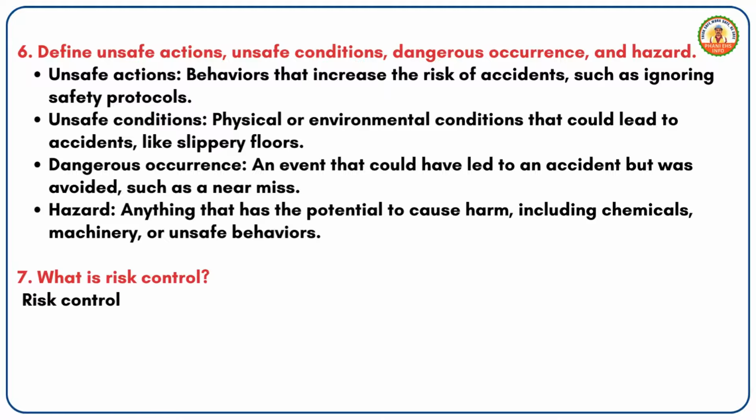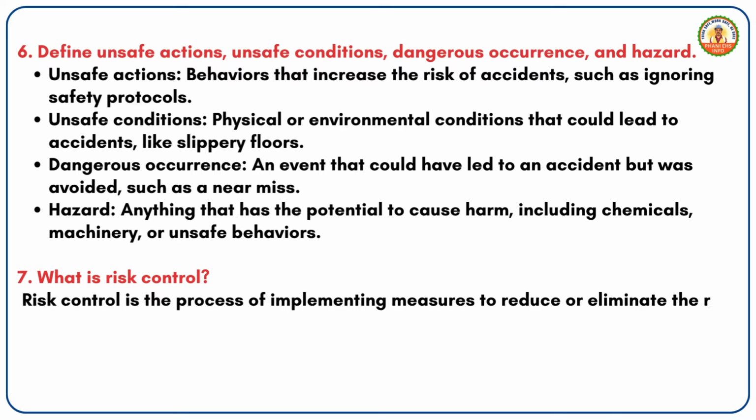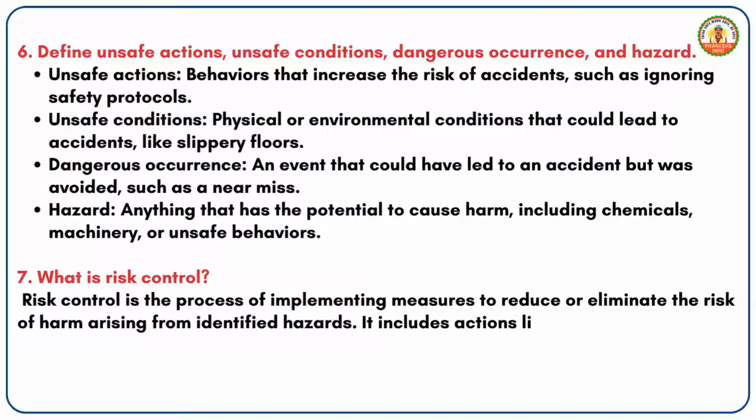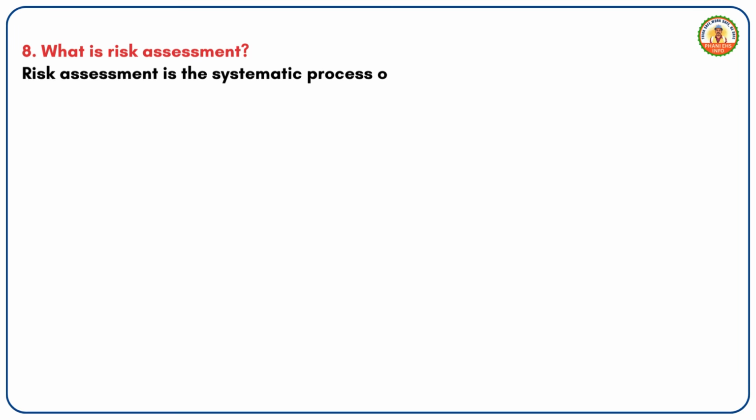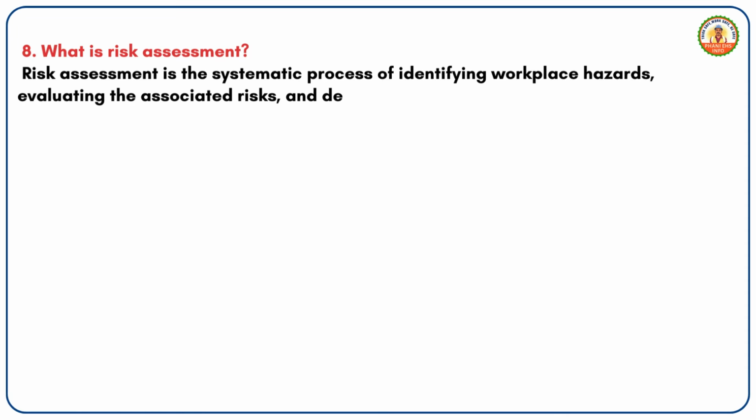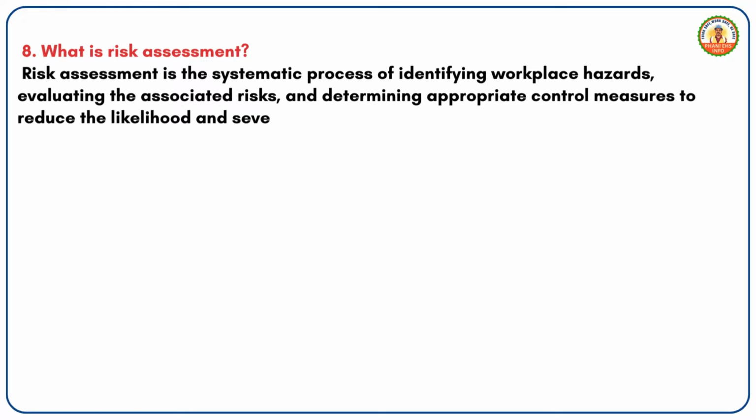7. What is risk control? Risk control is the process of implementing measures to reduce or eliminate the risk of harm arising from identified hazards. It includes actions like substituting hazardous substances, engineering controls, administrative controls, and the use of PPE. 8. What is risk assessment? Risk assessment is the systematic process of identifying workplace hazards, evaluating the associated risks, and determining appropriate control measures to reduce the likelihood and severity of harm.